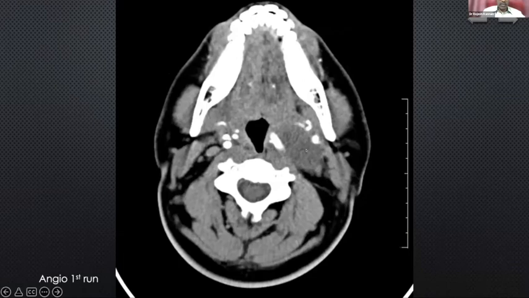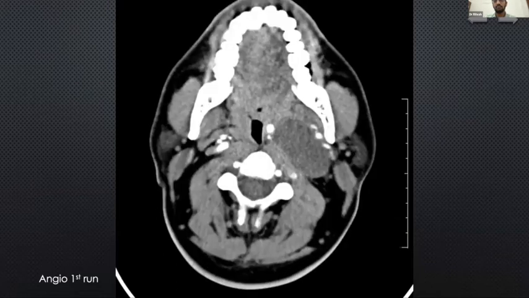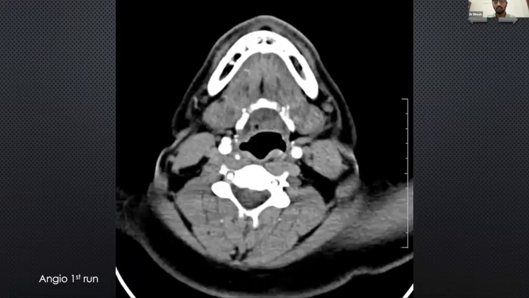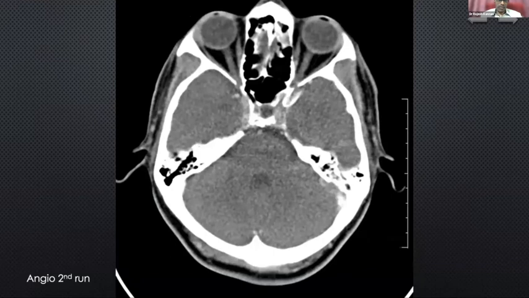So what is the importance of the splaying of the carotid artery? Usually with the splaying of the carotid artery, we can think of a possibility of carotid body tumor, or even carotid nerve sheath tumors. Basically it is useful for locating the lesion. When we say splaying of the carotid vessel, we are talking about displacement of the ICA and the ECA.